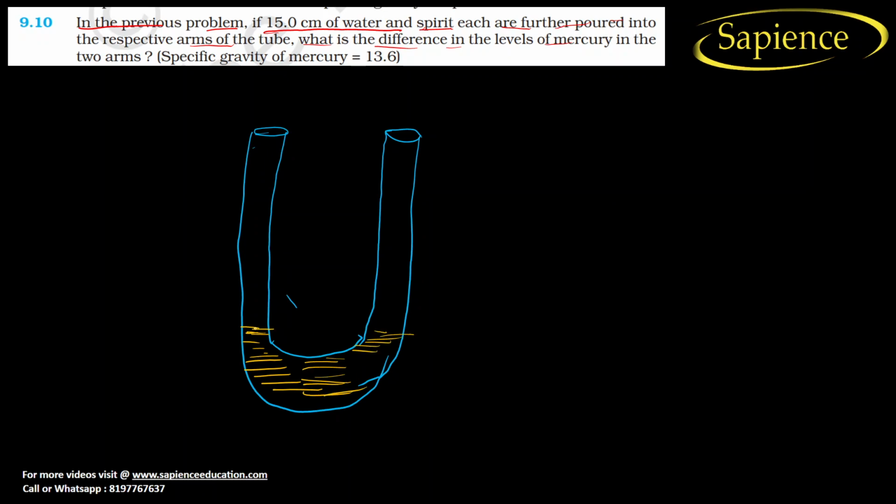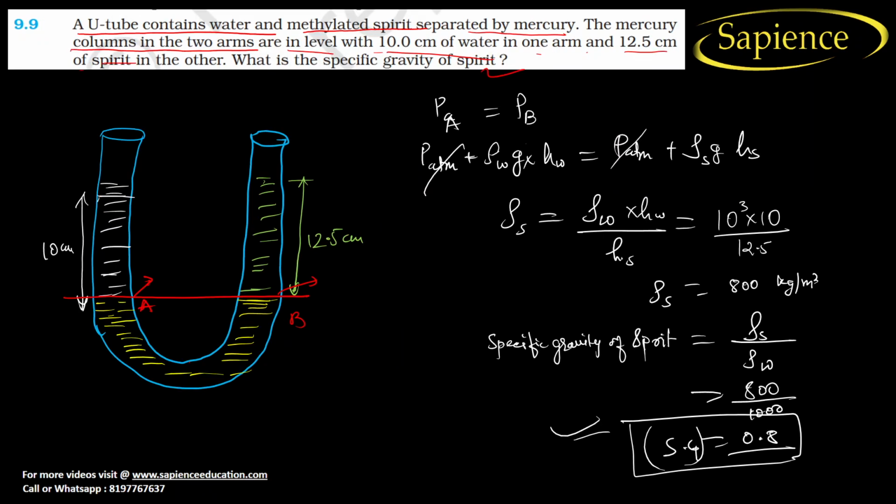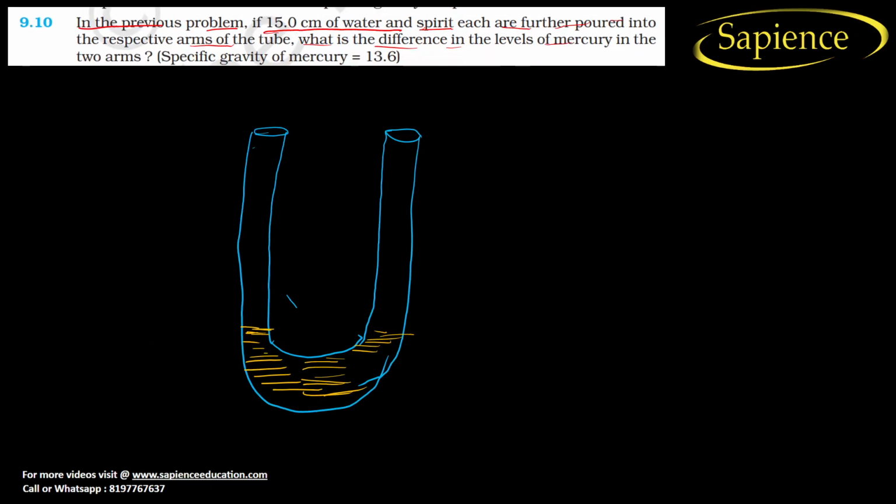Now they are telling what was the earlier case: they have also put some 15 centimeter of water on this side and 15 centimeter of spirit. But you know that the specific gravity of the spirit is less than water, so water is heavier. So water will try to create a pressure, due to which there is a fall in the level of the spirit on one side, but on the other side there is a rise in the spirit level.